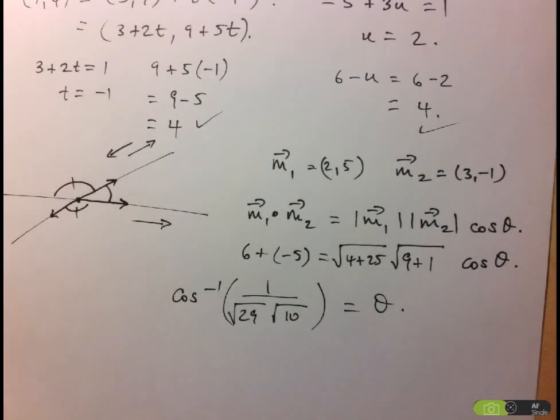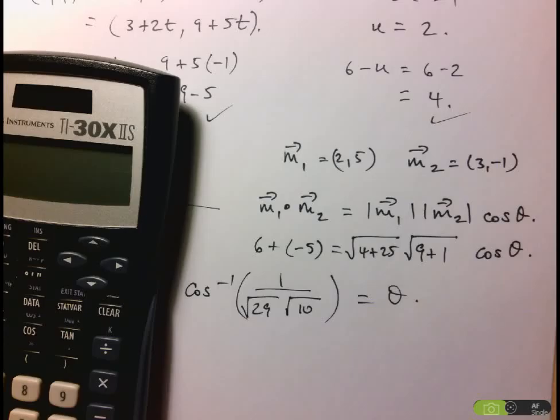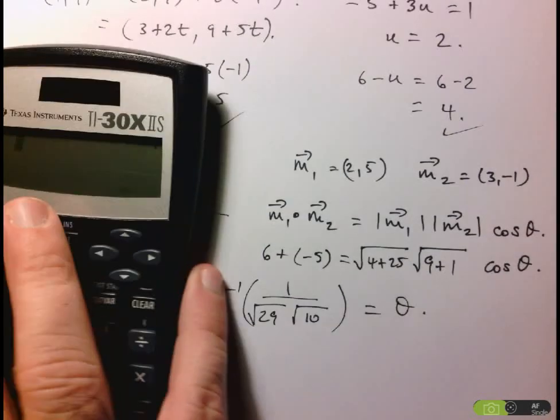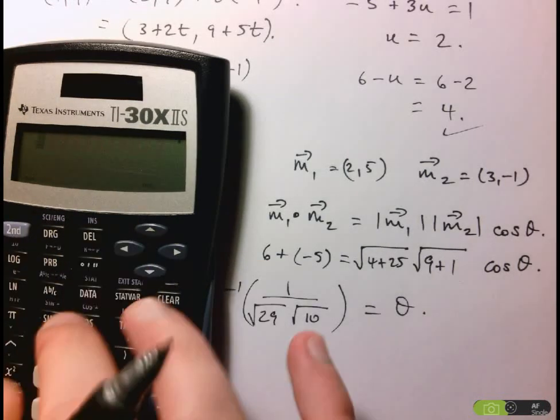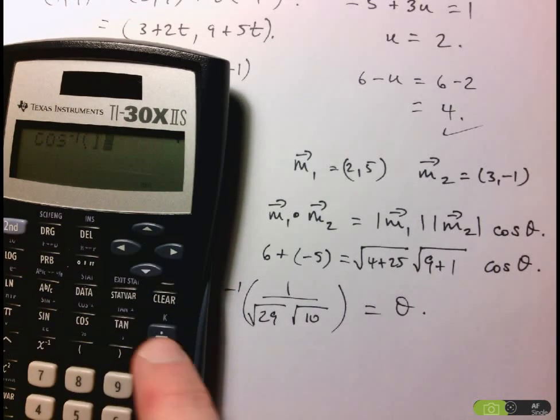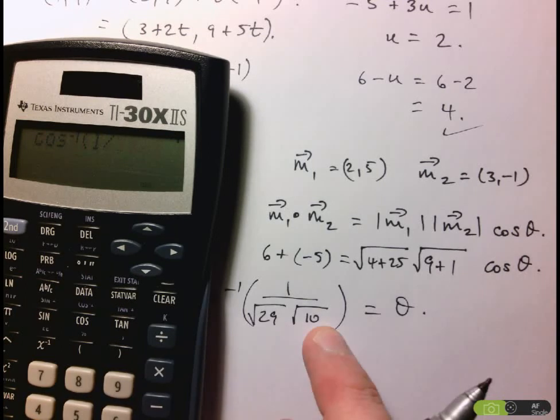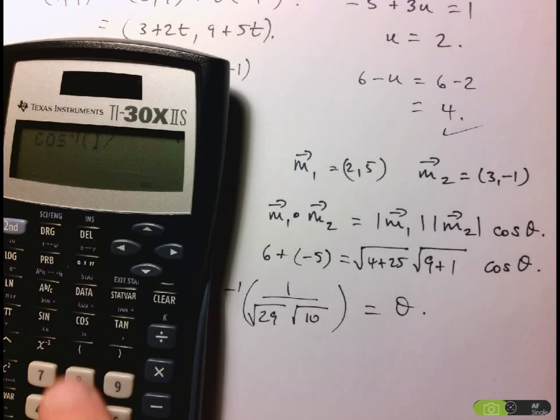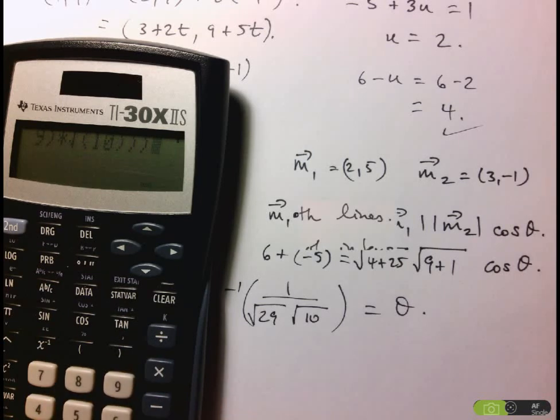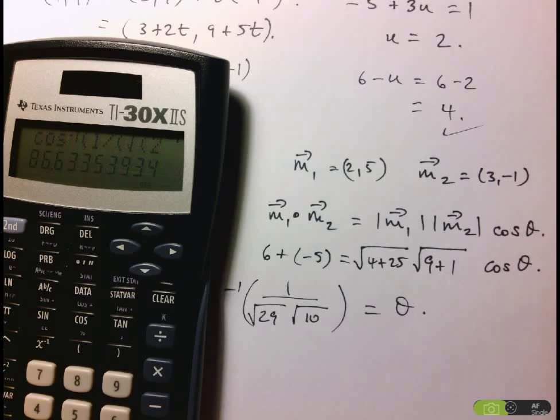And let's grab a calculator. Make sure we're inputting it into our calculator correctly. So here we've got inverse cosine of 1 divided by, and please make sure you're putting that denominator in brackets to make sure that the operations are done correctly. So here we have the square root of 29 times the square root of 10. Close off the denominator bracket, close off the bracket for the cos inverse, and we get 86.63. So theta is approximately equal to 86.63 degrees.